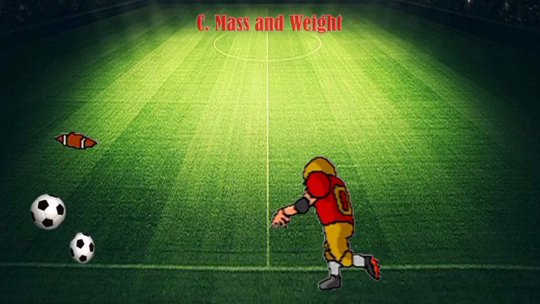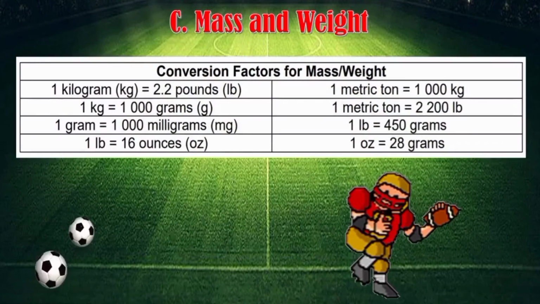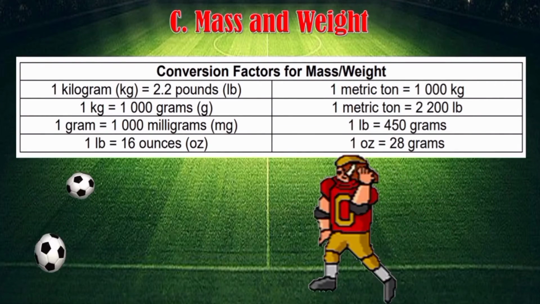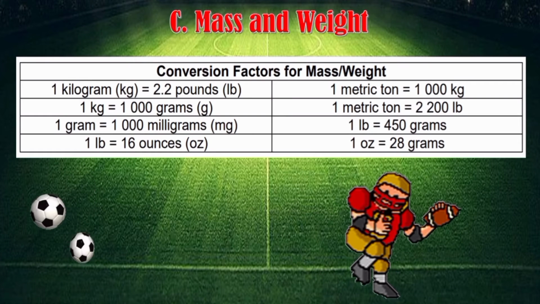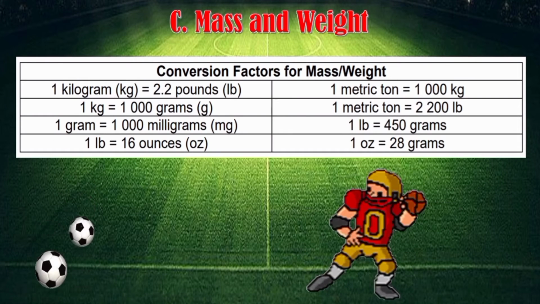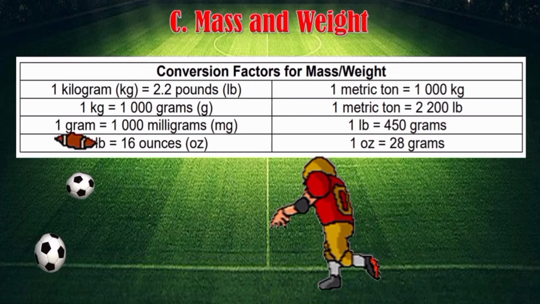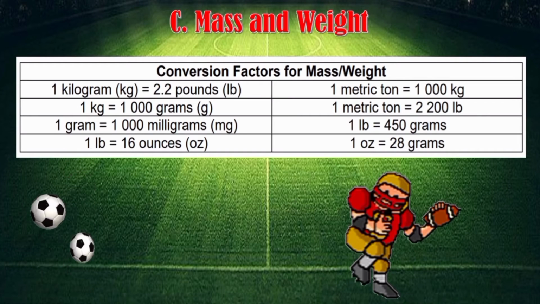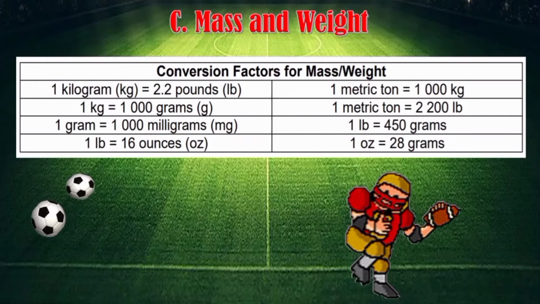For our mass and weight, here is the conversion table. 1 kilogram is equivalent to 2.2 pounds. 1 kilogram is also equivalent to 1,000 grams. 1 gram is equivalent to 1,000 milligrams. And 1 pound is equivalent to 16 ounces.